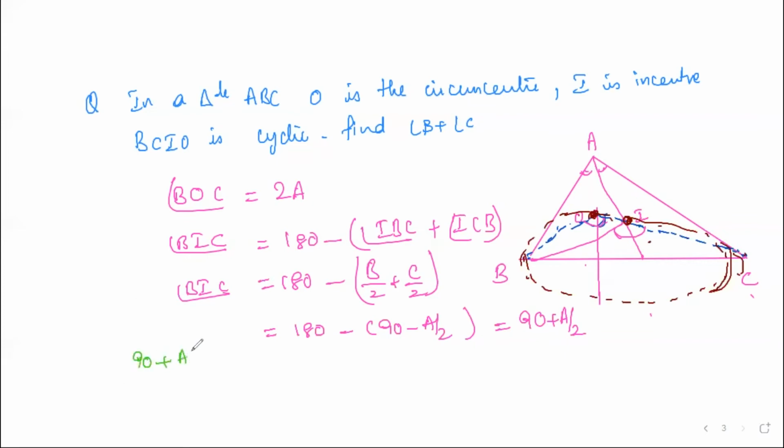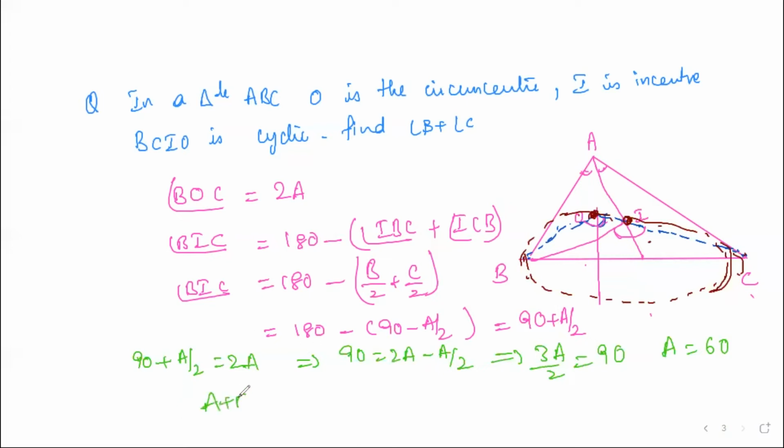90 plus A by 2 is equal to 2 times A. So this would give us 90 is equal to 2A minus A by 2, which is 3A by 2. So angle A comes out as 60 here. So, A plus B plus C, we know that it's 180. And when angle A is 60, B plus C will be 120.